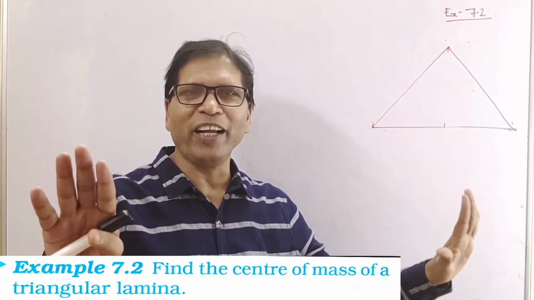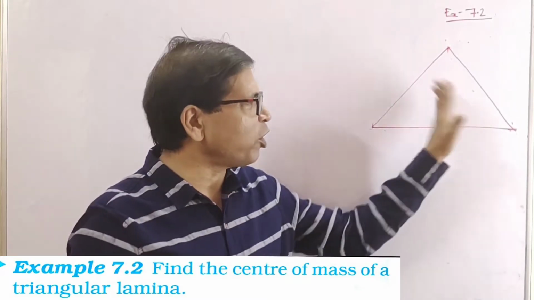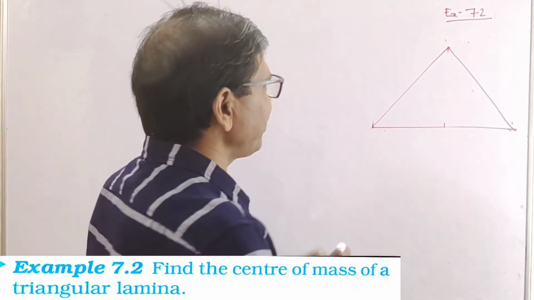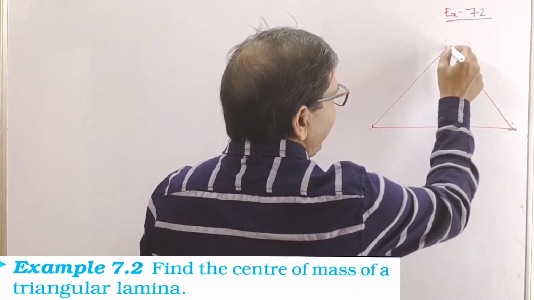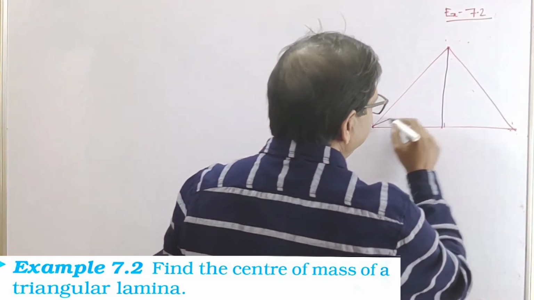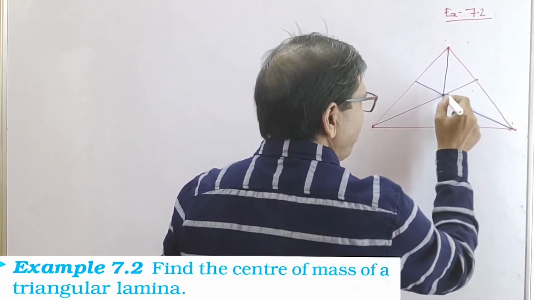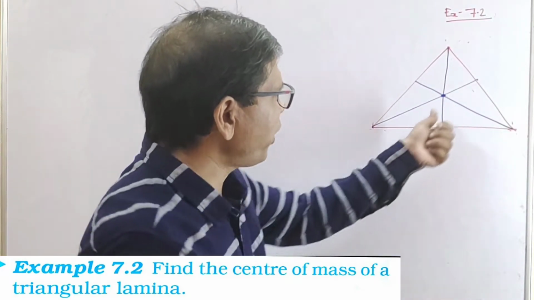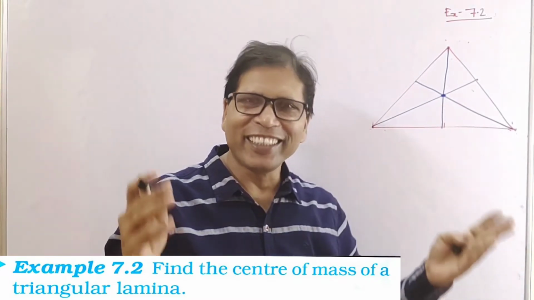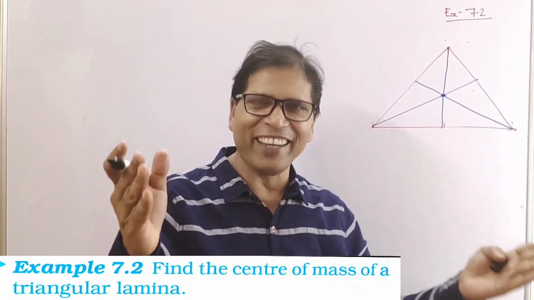Okay, look at this, this is a triangular lamina. We have to calculate the center of mass of this lamina. Look at this, we know the intersection of the 3 medians is the position of the center of mass of the lamina. So look at this position, it is the center of mass of the lamina.